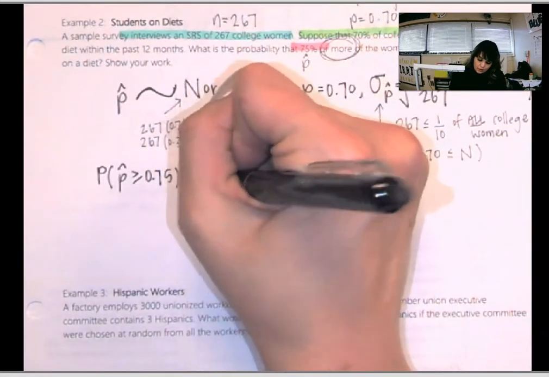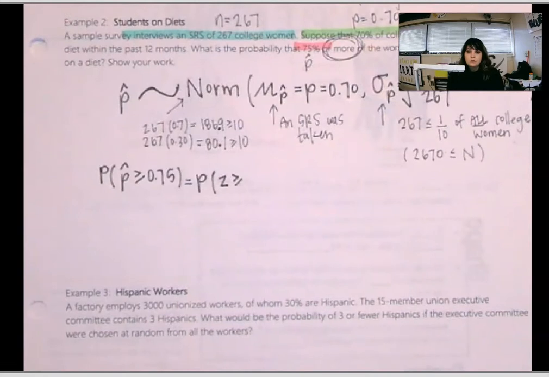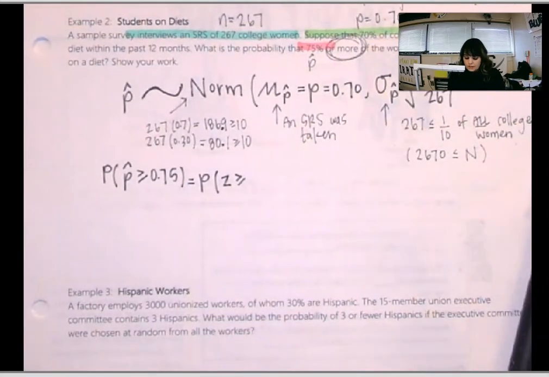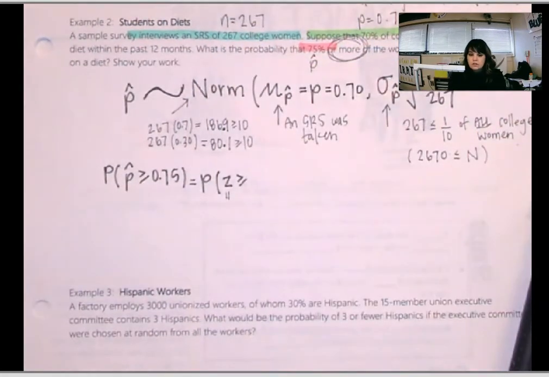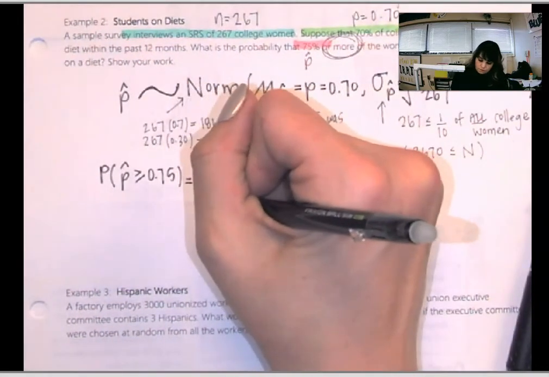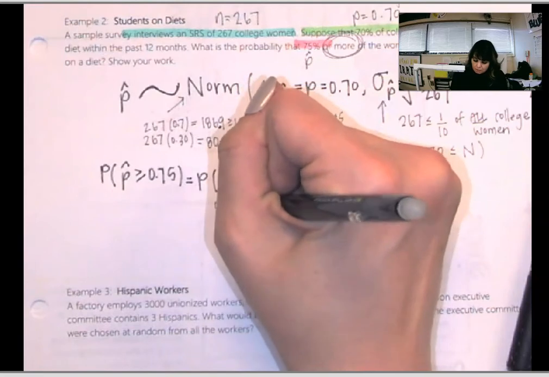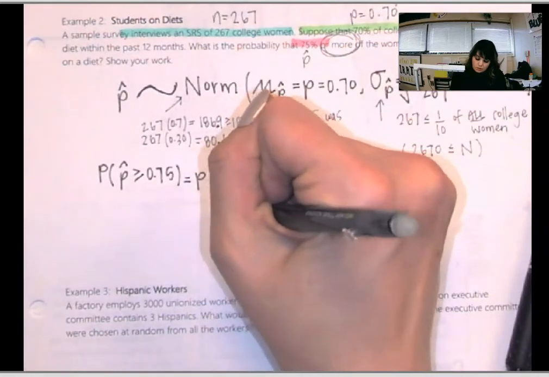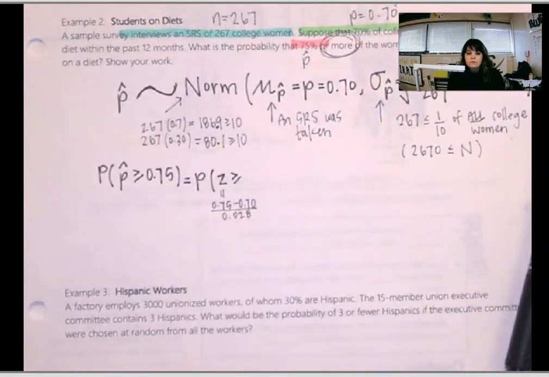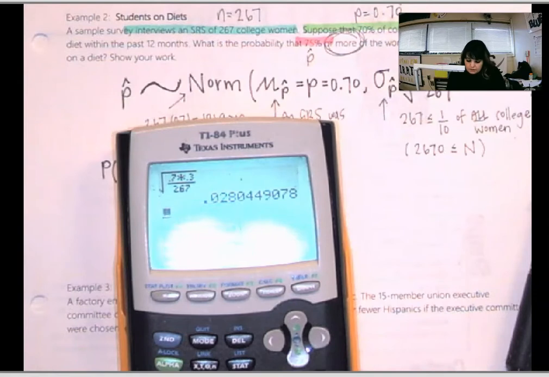Well, this is going to be equal to P, the probability of Z greater than or equal to some value. So let's find that value. I always write it underneath because I think it keeps my work a little bit cleaner. So we're going to do p hat 0.75 subtract p 0.70 divided by our standard deviation of 0.028. I plug that into my calculator. I'm just going to use my fraction button.